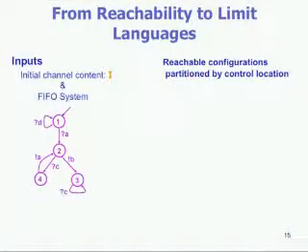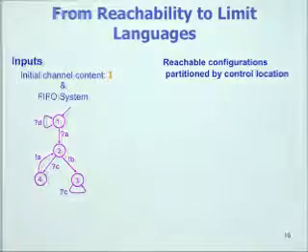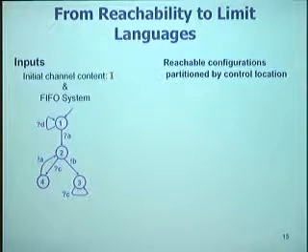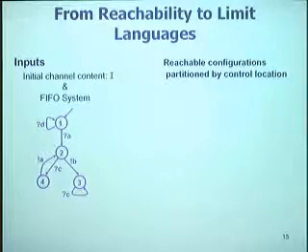So, going back to the problem we are interested in, which is reachability. We want to compute the set of all reachable configurations of this FIFO system, whose control locations are represented by this automaton, and the initial channel content is I. We said in order to do that, we need to compute the set of all reachable channel configurations at each control location of this automaton.